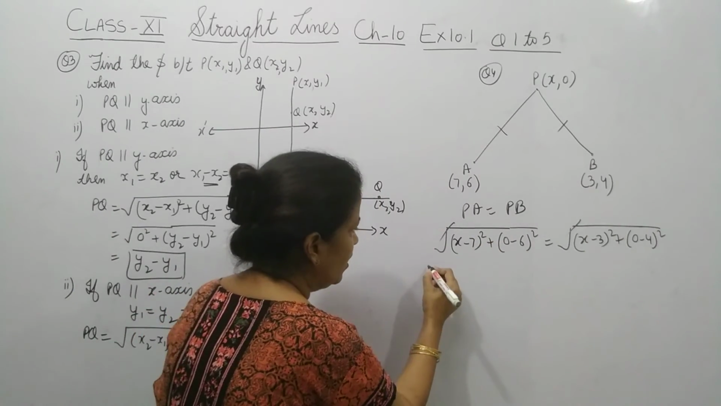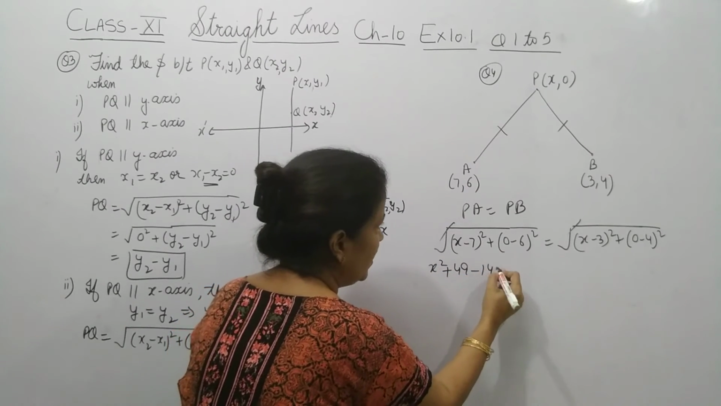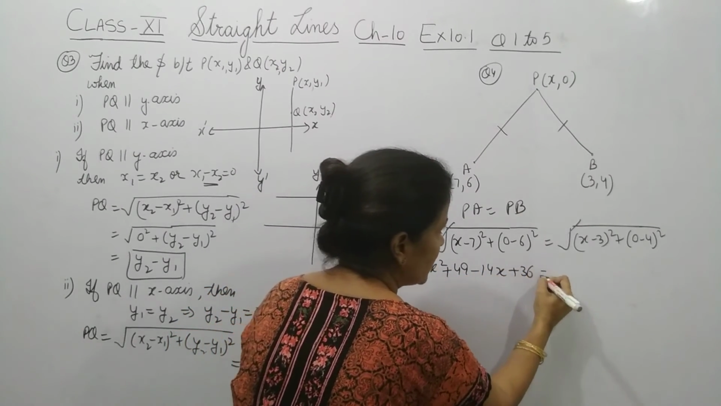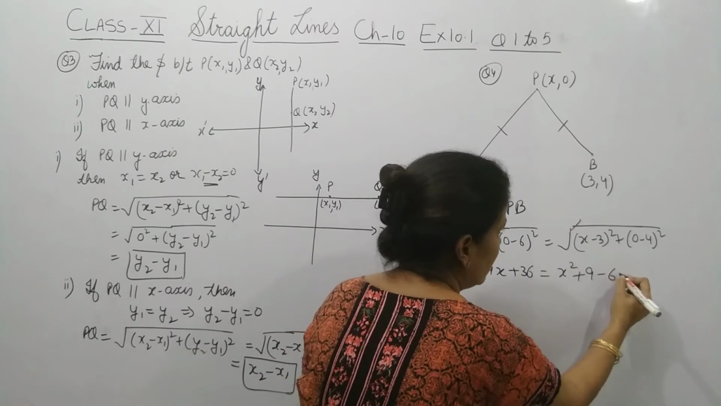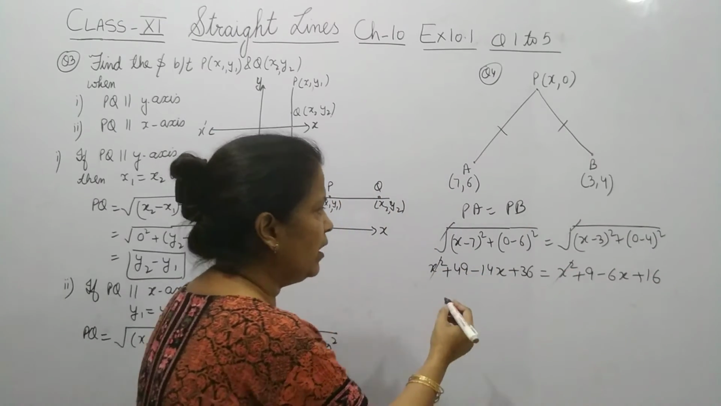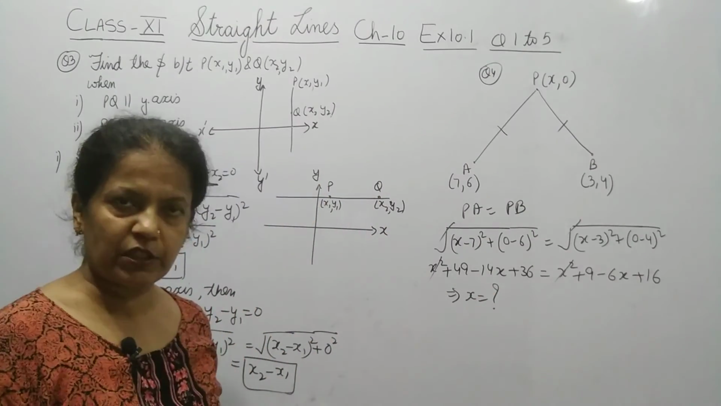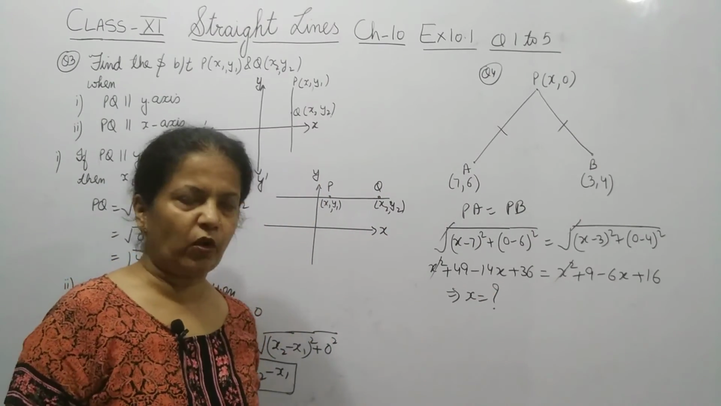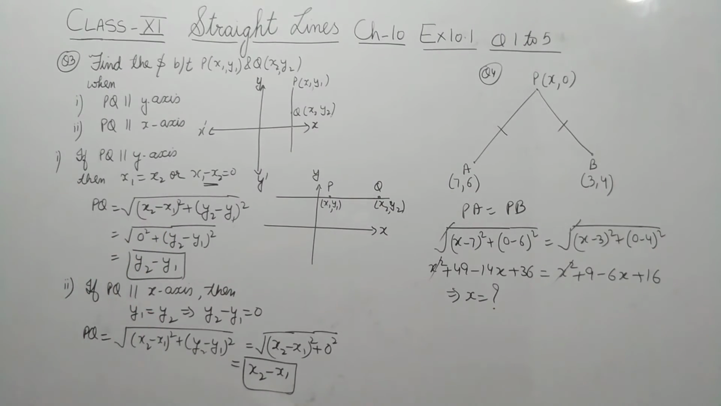So it will be x square minus 14x plus 36 on one side, and x square minus 6x plus 25 on the other. Cancel and solve it further to get the value of x. So you will get the point on the x-axis. Is it clear? Now question 5.